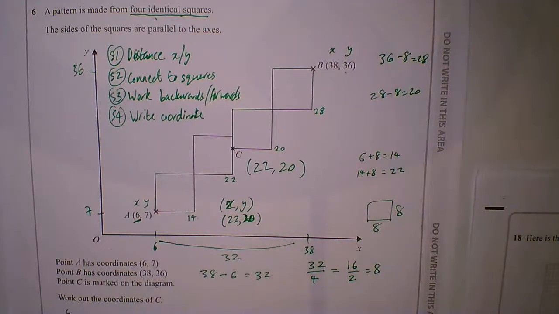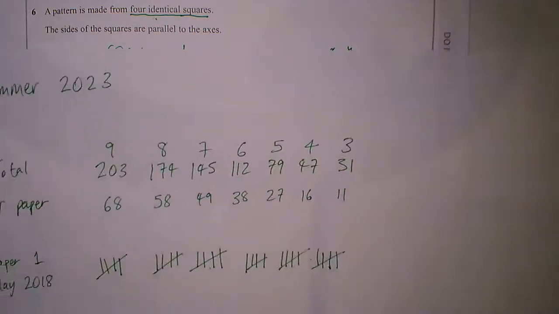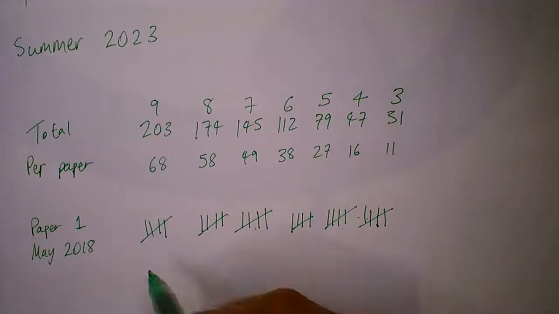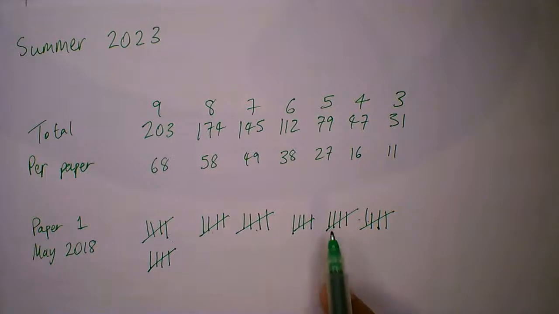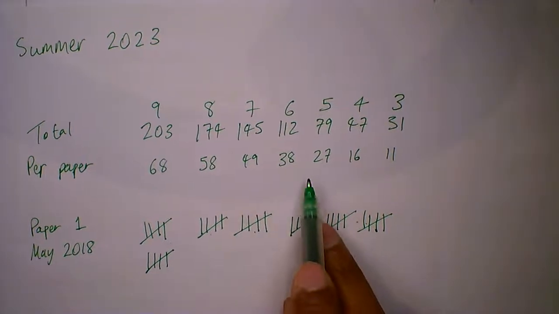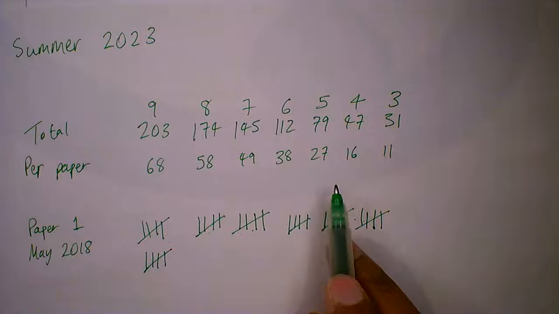So let me go back to my tally. Oh my goodness. So 5 more marks here. 1, 2, 3, 4, 5. 5, 10, 15, 20, 25, 30, 35. I'm 3 marks away from a grade 6.